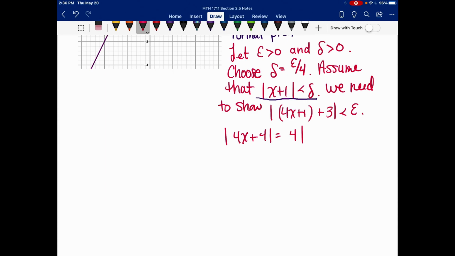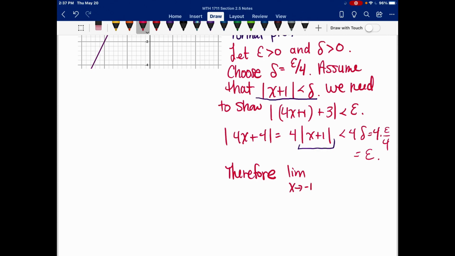And that's equal to 4 times the absolute value of x plus 1. But because we stated that the absolute value of x plus 1 is less than delta, we can say that this is less than 4 delta. And because delta is epsilon over 4, when I multiply that by 4, I get epsilon. Therefore, the limit as x approaches -1 of 4x plus 1 is equal to -3.